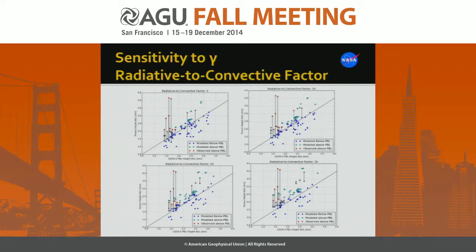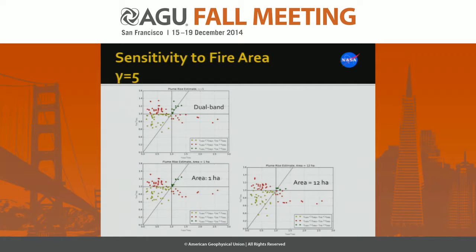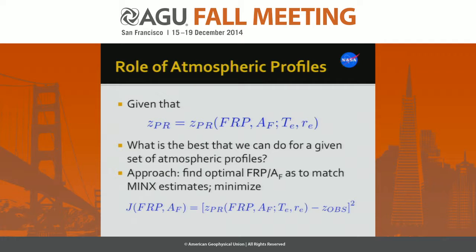So you can try a lot of sensitivity tests on the radiative to convective factors. You can look at the sensitivity to the fire area by using the Dozier or even a constant area. The results are not extremely sensitive to the fire size. What brings us to the question: the plume height is a calculation where we have those surface drivers, the FRP and the size, but you also have to specify an atmospheric profile in terms of T and q. That's basically your stability profile, and that usually comes from the model. There's not really much you can do at this time. So the question is, we could have a limitation due to that. What's the best we can do for a given set of atmospheric profiles?